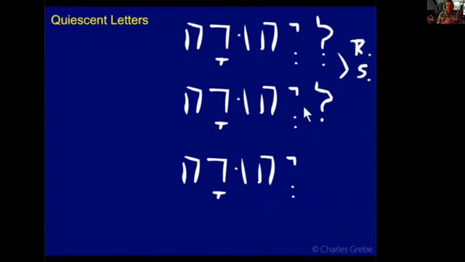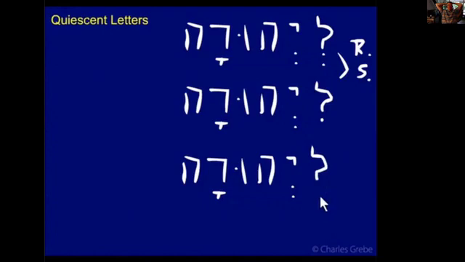And as with the Aleph now, the Yud finds itself at the end of a syllable. Here it was at the beginning before we added this. Now it's at the end. Yud can quiesce. In fact, it does.